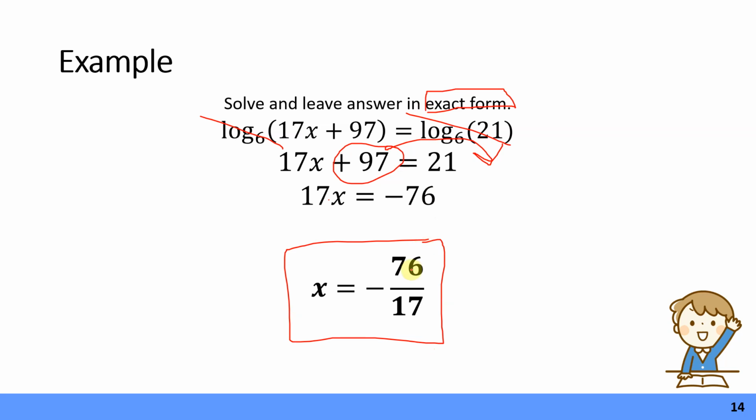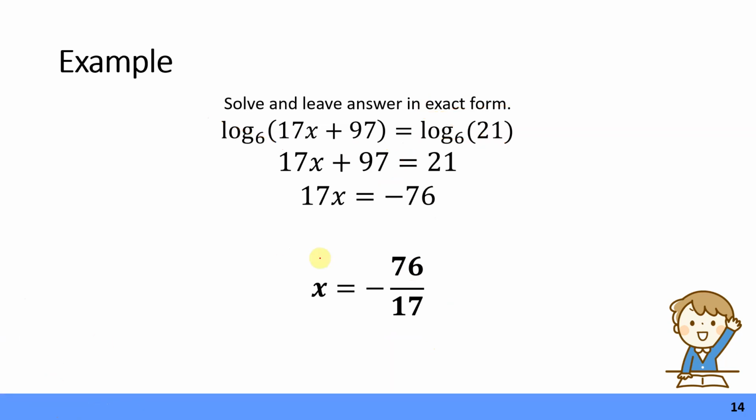Again, it's a negative answer, so you always want to check, go back to the problem and see if it works. The way I would do this is I would substitute this into that x in the original problem. Go ahead and do 17 times negative 76 over 17. You're going to get negative 76. But when you add the 97, it becomes a positive number, meaning that it's going to give us no problems. So that's why that is my final answer.